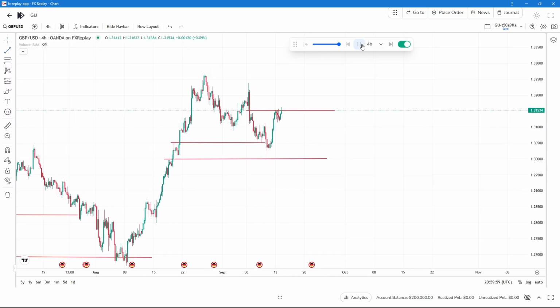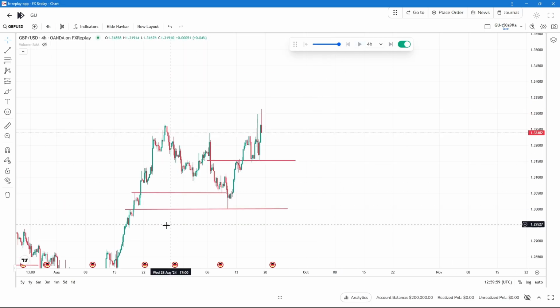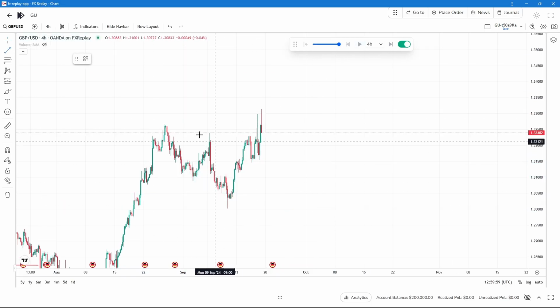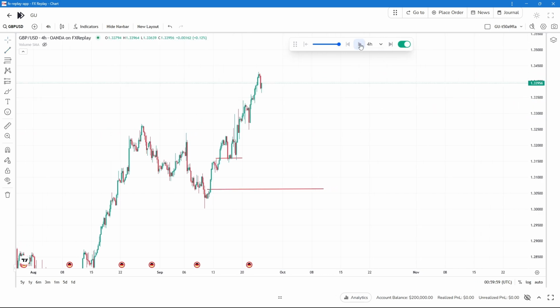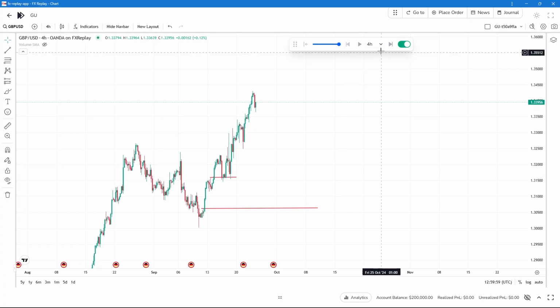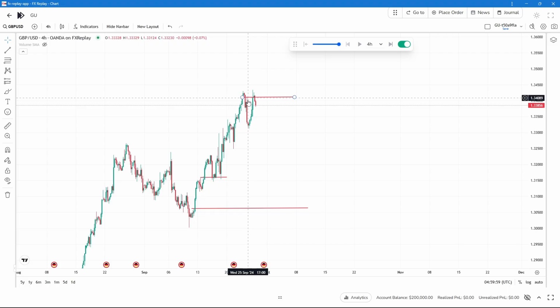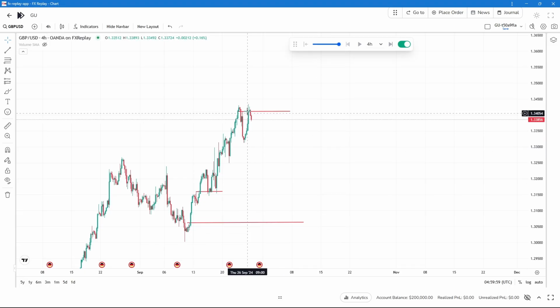Fill this one. Let's see if we can get some reaction from these ones. So again, imbalance fill. Got some imbalances here now. It's pretty much filled. There's no imbalance in here other than this. So we do get a tap and push down. Imbalance here pretty much, or this extreme.